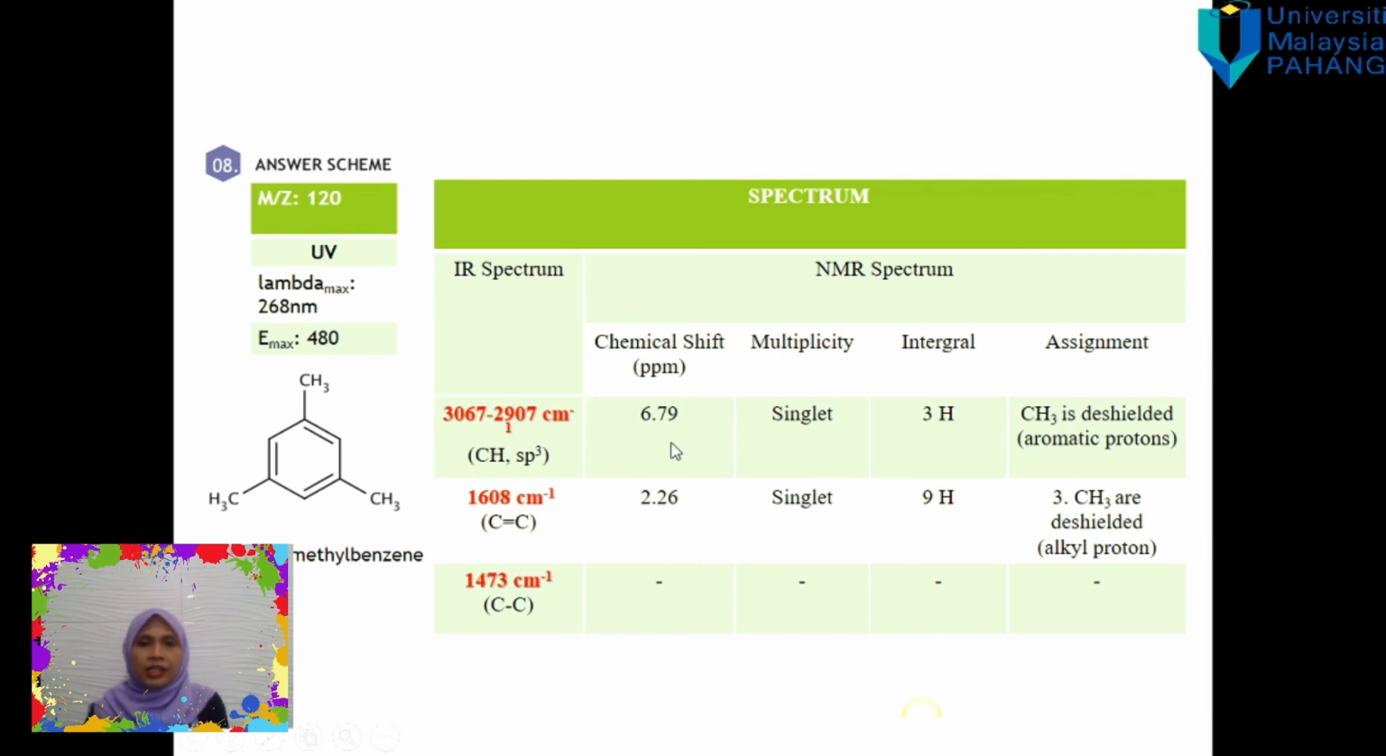This CH3 is from the aromatic ring, 1, 2, 3. It is a singlet because there are no neighboring protons. That's why the integral is 3H. So this is not CH3, this is CH. Correction: CH is de-shielded, all these H are aromatic protons. And 2.26 is a singlet. Singlet of 9H means there are 3 groups of CH3. In this structure, we can see these 3 groups of CH3, and this is the single CH.